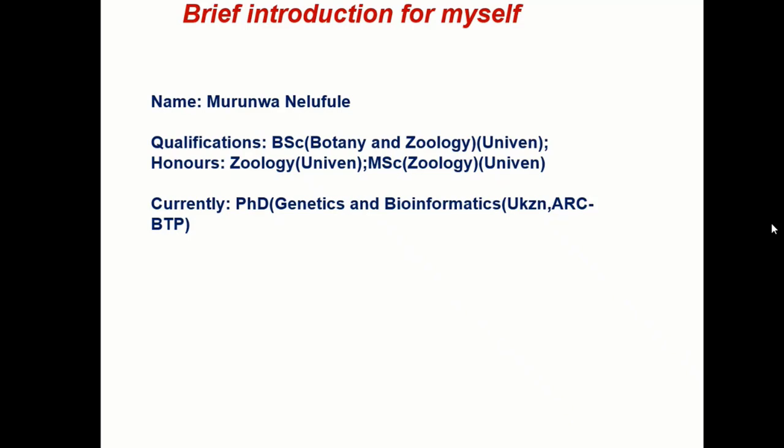So I'm just going to do my brief introduction, which is not going to last long. In terms of my qualification, I have my BSc in botany and zoology. That was my first degree, which I completed in 2015. If you do botany and zoology, you major in things like cell biology and biodiversity. You are also allowed to add plant anatomy, plant physiology, conservation biology, and you also have some electives where you do computer literacy, some physical science, statistics here and there, and mathematics.